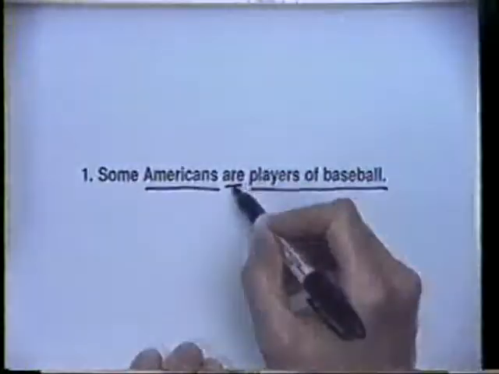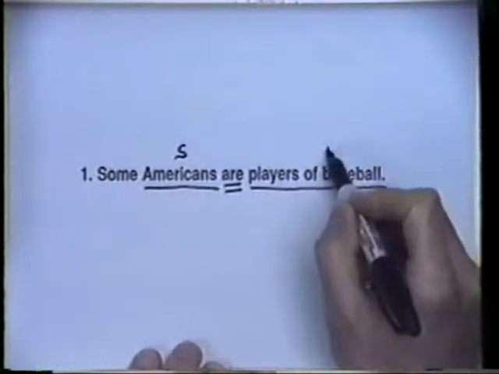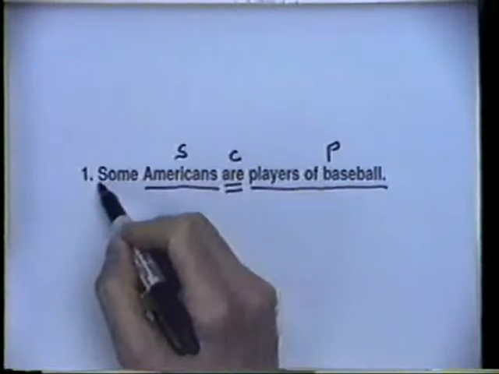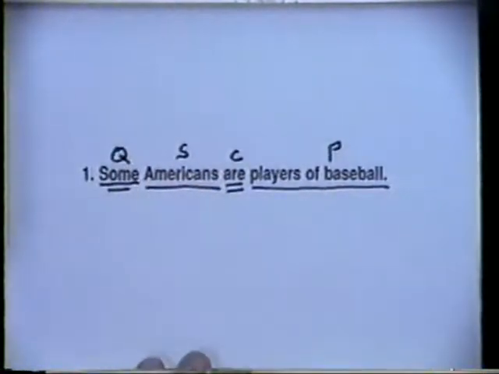And are is the copula, so we have subject here, predicate here, are is the copula, and some is the quantifier. Okay, so this sentence tells us about some members of the category Americans, and it predicates those Americans to the other category, players of baseball. Alrighty, number 2.